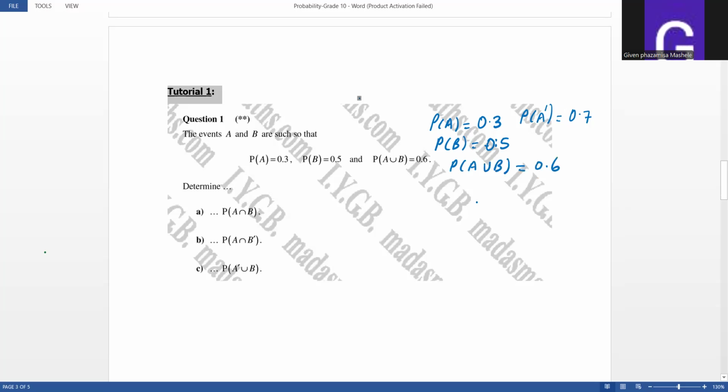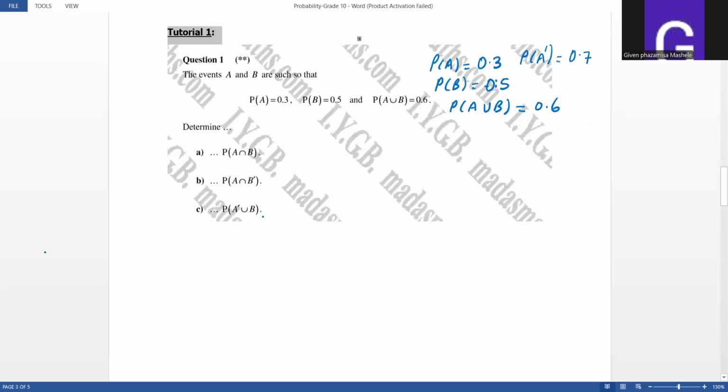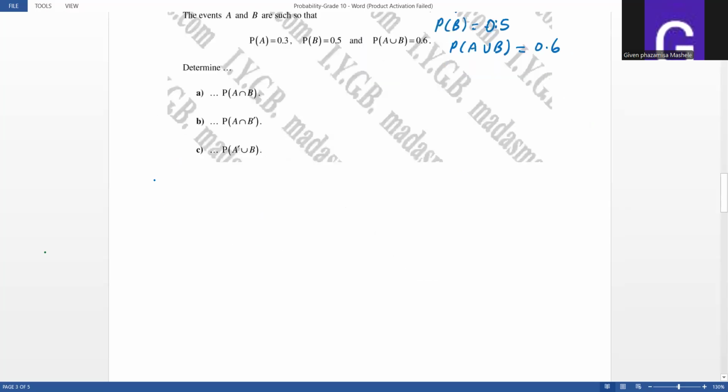So the first question says determine the probability of A and B. Remember, we can calculate the probability of A and B by using a Venn diagram or by using a formula. Let's first use a formula. Remember, we are given or, so this is number A. The probability of A or B equals the probability of A plus the probability of B minus the probability of A and B.